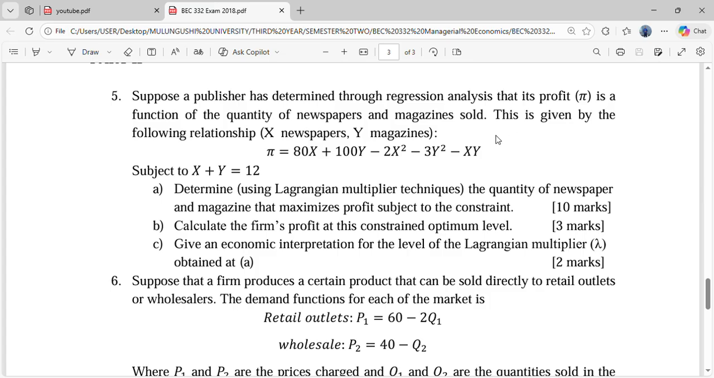Number 5 reads: suppose a publisher has determined through regression analysis that its profit pi is a function of the quantity of newspapers and magazines sold. This is given by the following relationship: X newspapers and Y magazines. So that is the info that we have been given in the question, subject to X plus Y equal to 12.